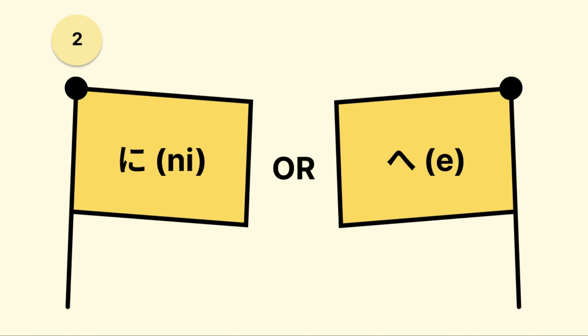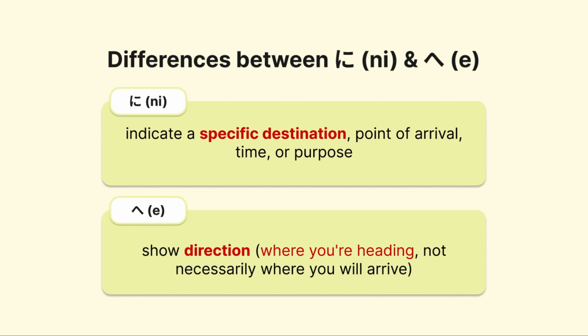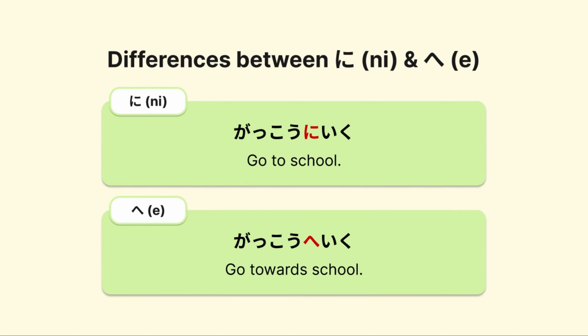Number 2. に or へ. Next is the difference between に and へ. While に indicates a specific destination, point of arrival, time or purpose, へ shows direction, so where you are heading, not necessarily where you will arrive. Here's the example. We have 学校に行く, "go to school," and also 学校へ行く, "go towards school."